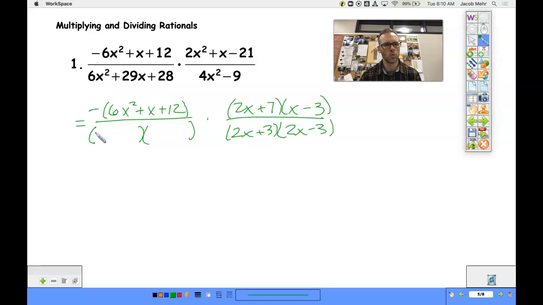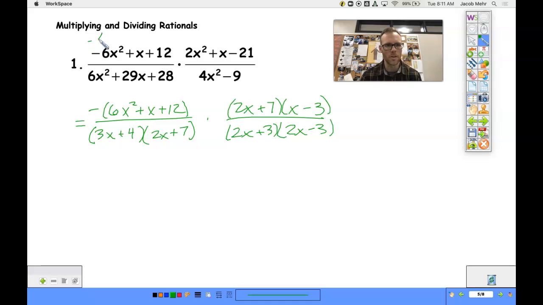I'm thinking 3x and 2x. 28 would be 7 and 4. It's 21 and 8, which is 29x. Both of those are pluses. Excellent. Can we factor this now that I took the negative out?